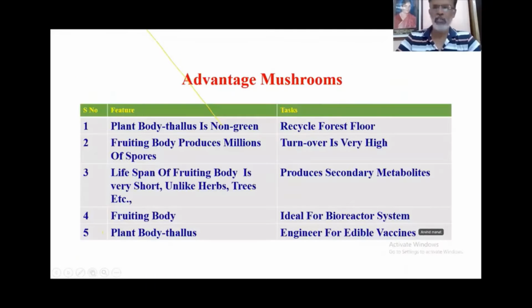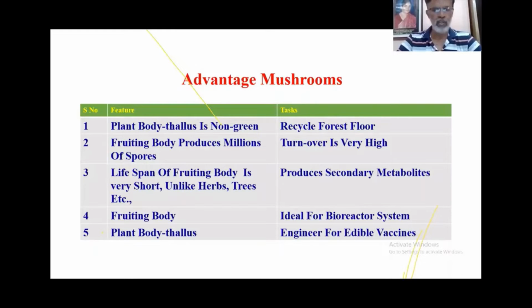What are the advantages of mushroom? Why are we studying mushrooms, trying to cultivate them, doing farming with mushrooms? I have five very important points. Number one is that the plant body, which is called the thallus, is non-green. It recycles the forest floor, degrading all the material that falls onto the forest floor. Being a fungus, it will recycle the forest floor with minerals.